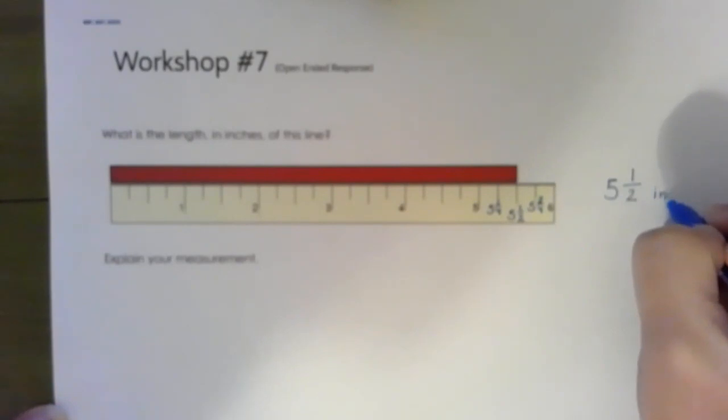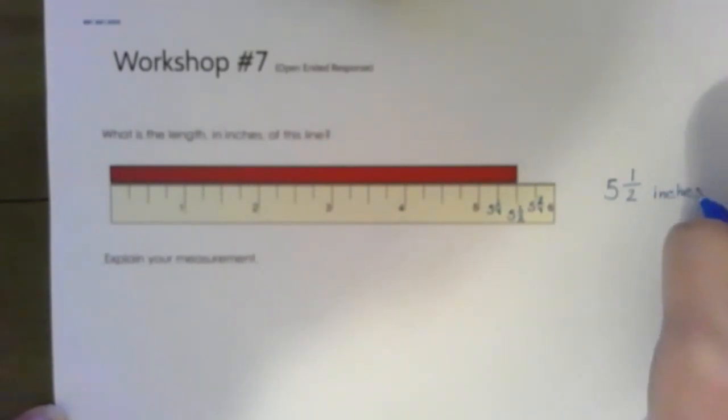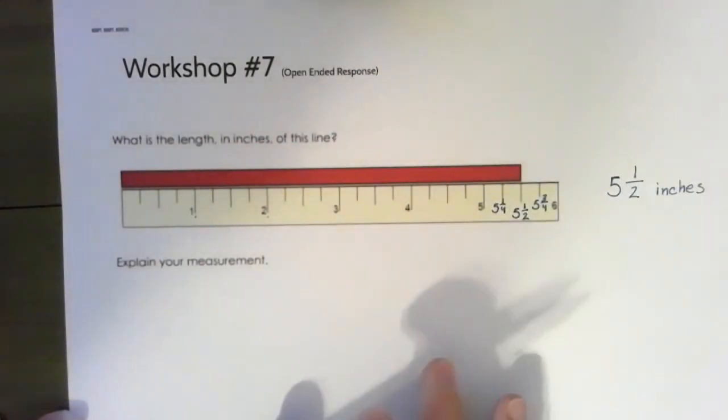And you should have marked your unit of measure, which is inches. If you marked 5 and 2/4, that's okay too. But we want to make sure that we're giving the most precise measurement.